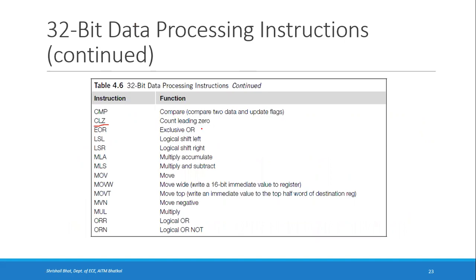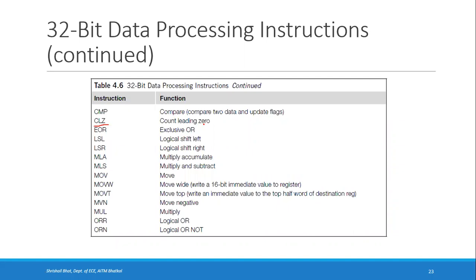Count leading zeros means, in a register, we are counting the number of zeros that appear in the most significant bits before any one will appear. Suppose the number is 0. If the register value is 0, then in the 32-bit register, all the 32 bits are zeros. Then the number of leading zeros will be 32.